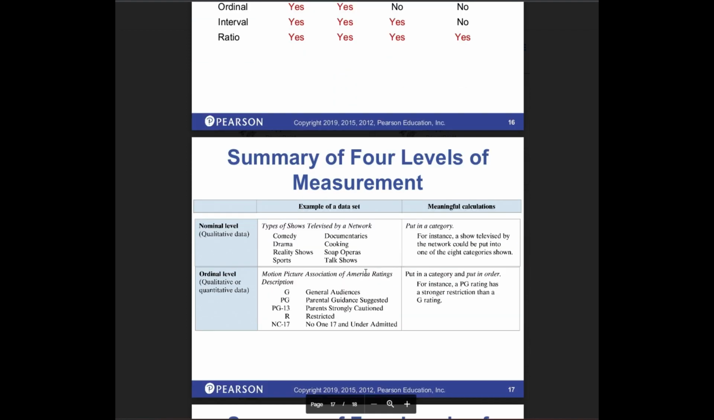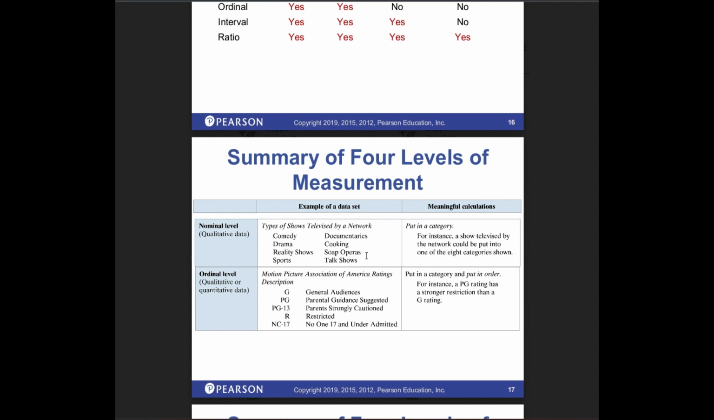And then over here is another summary, and it gives an example. So over here will be nominal, an example of a data set: types of shows televised by a network. Comedy, drama, reality shows, sports, documentaries, cooking, soap operas, talk shows. And then meaningful calculations, like something you can take out of this. For instance, a show televised by the network could be put into one of the 8 categories shown.